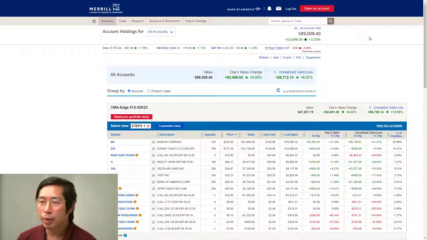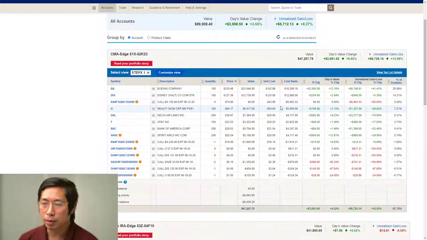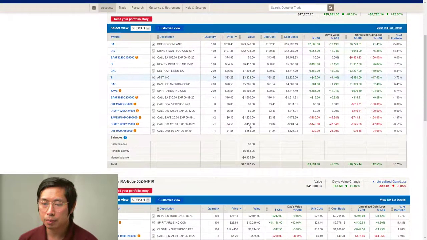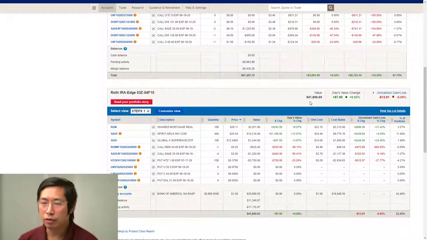So today's Monday and my portfolio value right now is at $89,008.40. In my CMA Edge account, that's my taxable account, there's $47,207.75. And in my Roth IRA, there's $41,800.65.